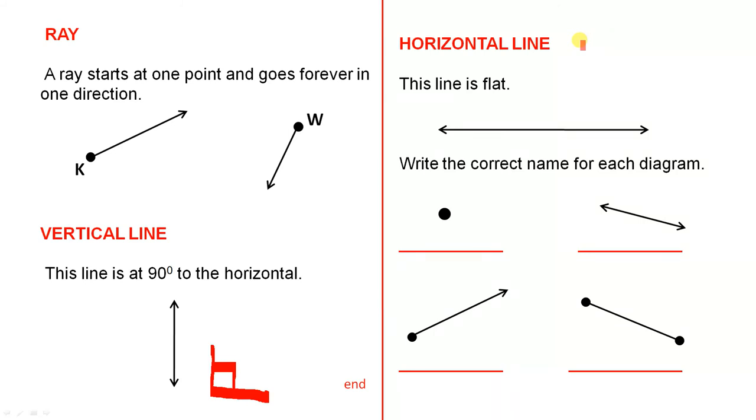The horizontal line: this line is flat. Okay, so there it is there. It continues in both directions and it is flat.